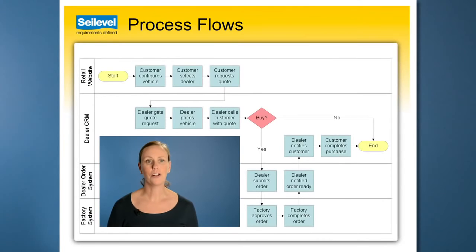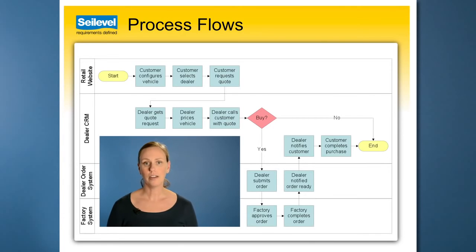In this process flow, we are mapping out the process flow for ordering a car from an online storefront. Let's look at an example. We start the flow when a customer configures a vehicle on the retail website. Still on the website, they select a dealer and request a quote on the car. Once the customer has done their part online, then the dealer receives the quote, prices it, and calls the customer with a quote. You can see that all of those steps happen in the CRM system.